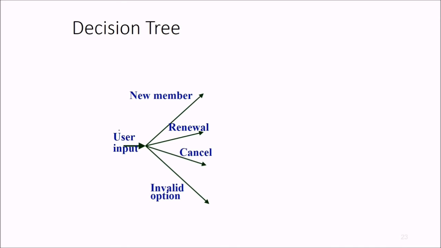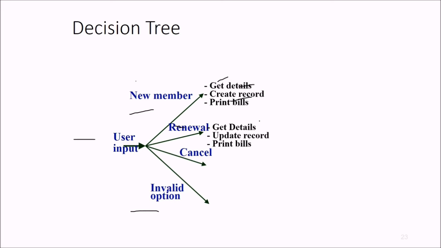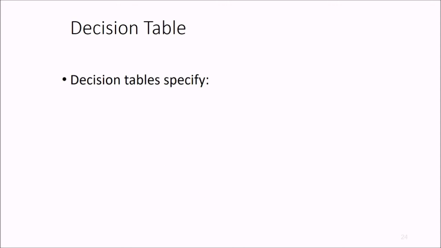So what I just described in the form of text can be represented in the form of a tree. The user input can be new member, renewal, cancellation, or invalid option. If new member: get details, create record, print bills. Whatever I told you in text can be represented as a decision tree, and this is quite easy to understand. What about renewal? Get details, update records, and print bills. For cancelling: get details, print, check, and then delete the record. Invalid option: just print an error message. So I hope you got the idea of a decision tree.